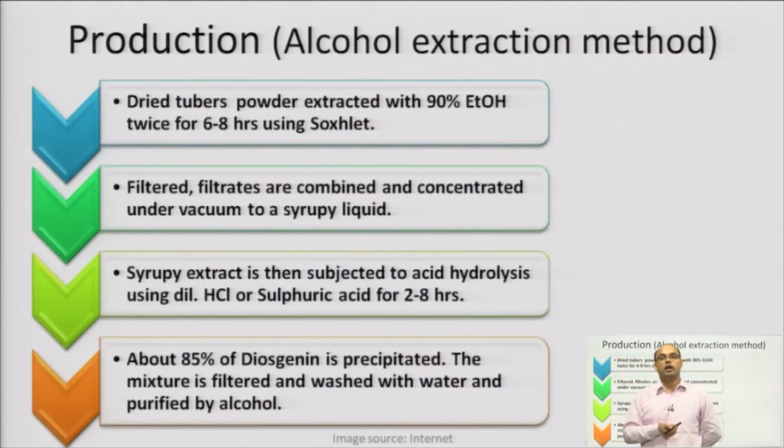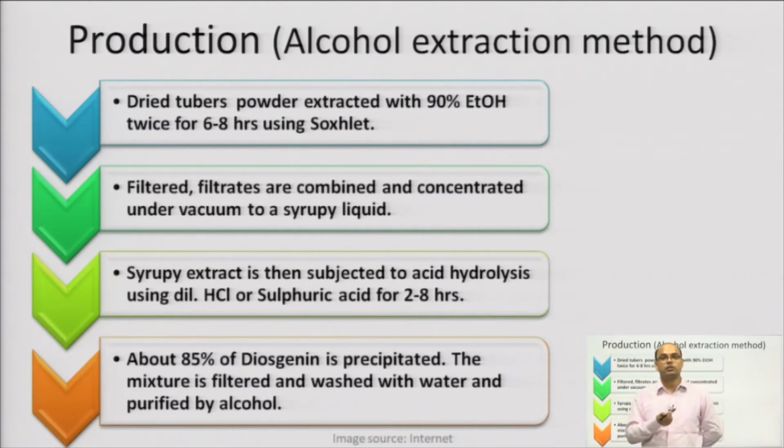If we move to the extraction method, there are two extraction methods we are going to discuss. Since the phytoconstituent Diosgenin is soluble in organic acids and acetic acid, we have involvement of acids and organic acids in the extraction part. This is the alcohol extraction method. Here we take the dried tuberous roots, and the powder of dried tuberous roots is extracted with 90% ethanol two times for a period of around 6 to 8 hours using Soxhlet apparatus. The functioning of Soxhlet apparatus we have seen in previous lectures.